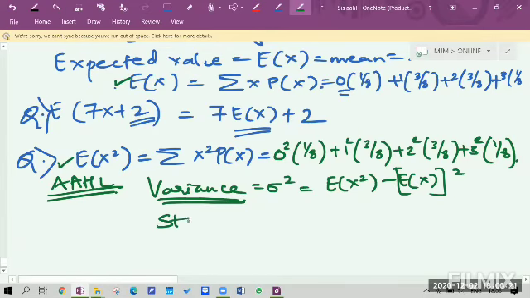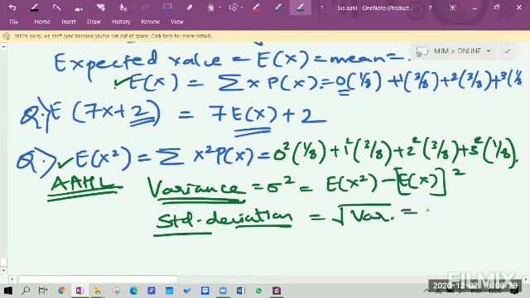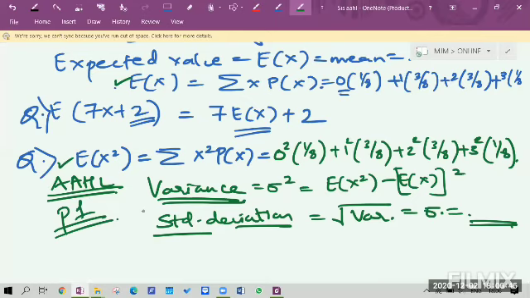Further, they would ask you to find out standard deviation. So how do you find out standard deviation? It is the square root of variance. So that is sigma, right? So that is standard deviation. Am I very clear with that? This is paper 1. Take a screenshot of the variance.